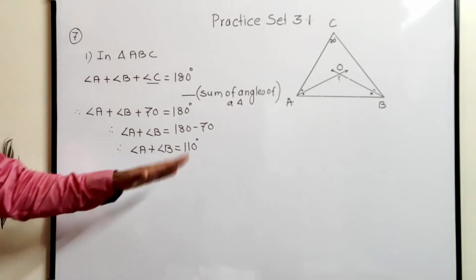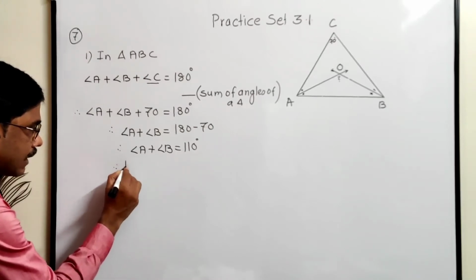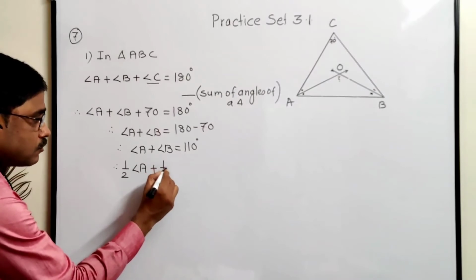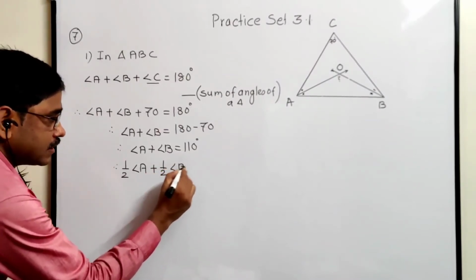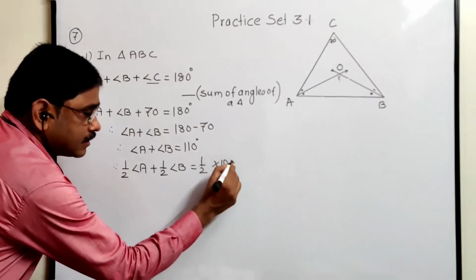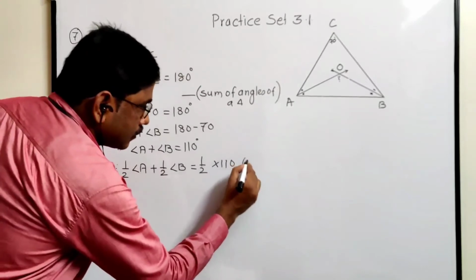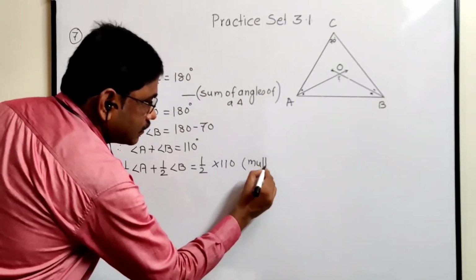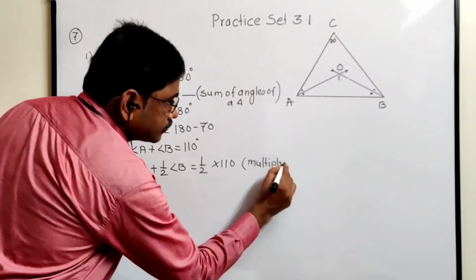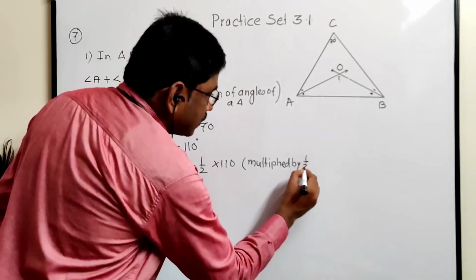So divide each one by 2, or multiply by 1 upon 2. So here we get 1 upon 2 measure of angle A plus 1 upon 2 measure of angle B is equal to 1 upon 2 into 110. Here multiplied by 1 upon 2.